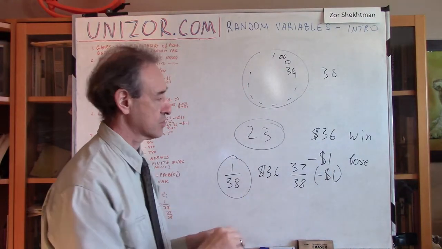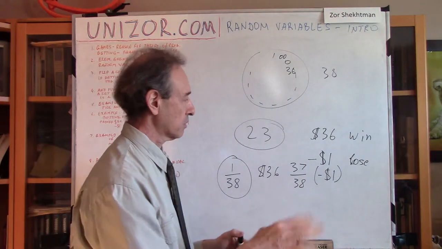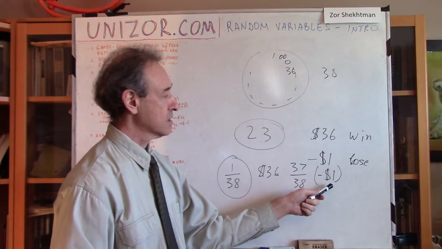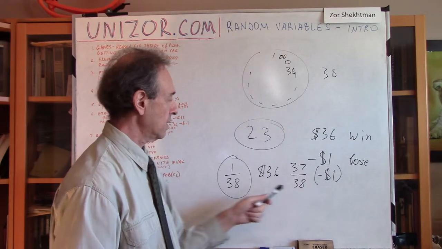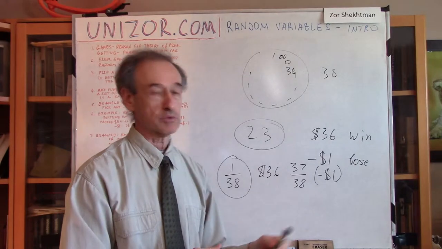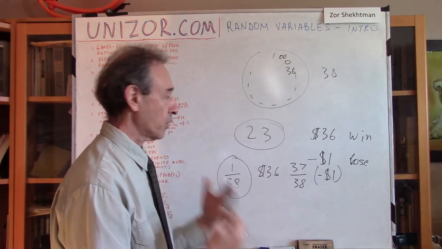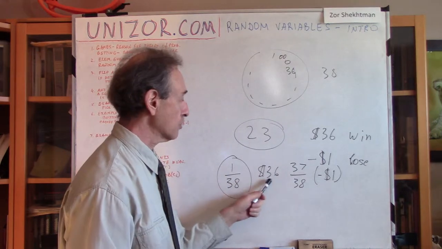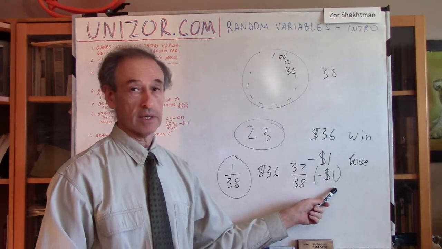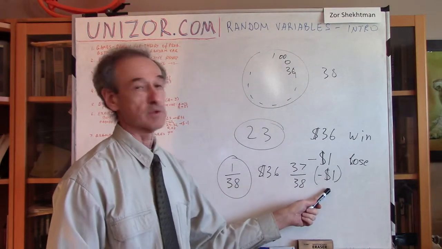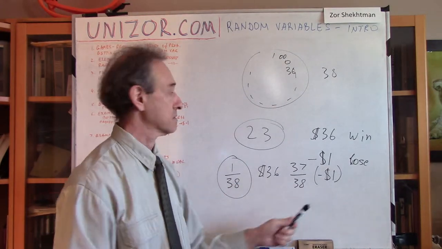Obviously, there is something which the casino is winning, but we will talk about this later. But with a large probability, you lose a small amount of money, and with a small probability, you win a lot of money. So that's basically how it works. In any case, I wanted to present this case as an example of a random variable which takes two values, 36 and minus 1. One is with the probability of 1/38, and another is with the probability of 37/38.